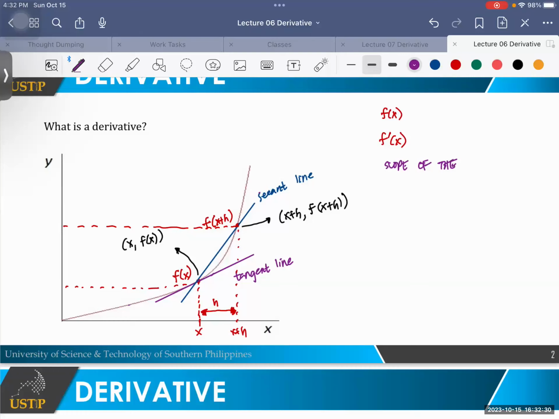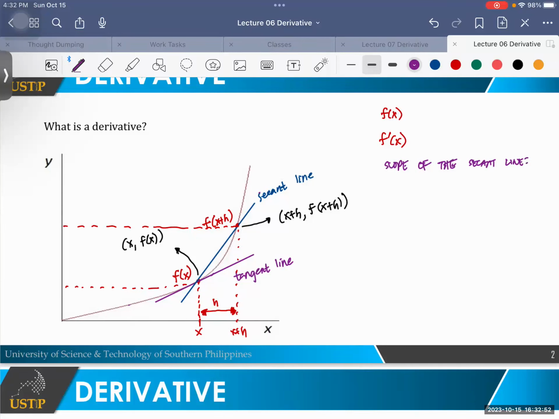So, let's first get the secant line, class, and take note that they will have a common point. The secant has two points and they have this common point. The tangent is just one point. Okay, so they have a common point. Okay, let's go back.